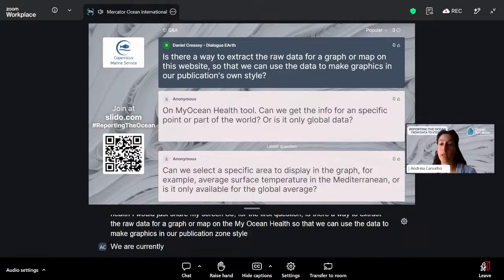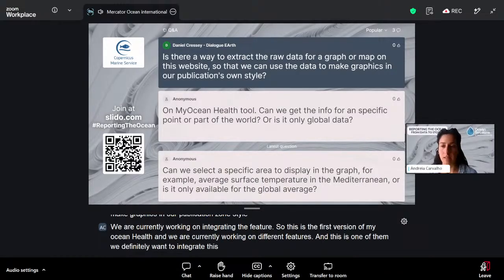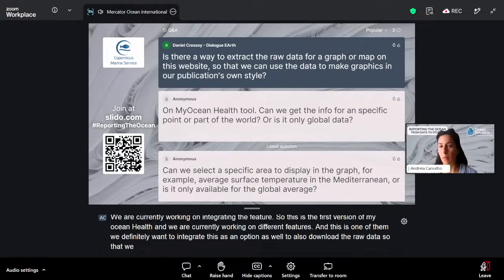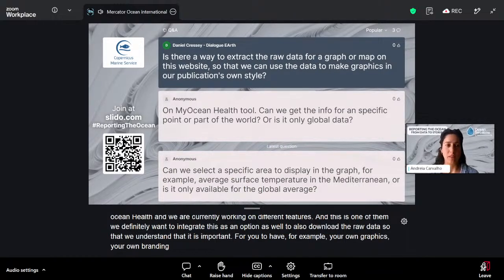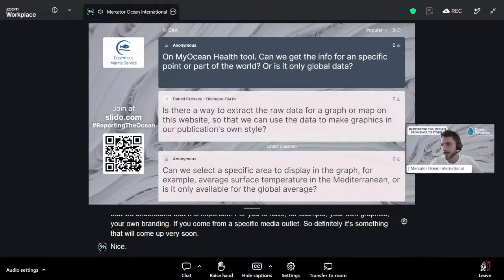We are currently working on integrating that feature. This is the first version of My Ocean Health, and we are working on different features, and this is one of them. We definitely want to integrate an option to download the raw data, as we understand it is important for you to have, for example, your own graphics and your own branding if you come from a specific media outlet. So definitely it's something that will come very, very soon.